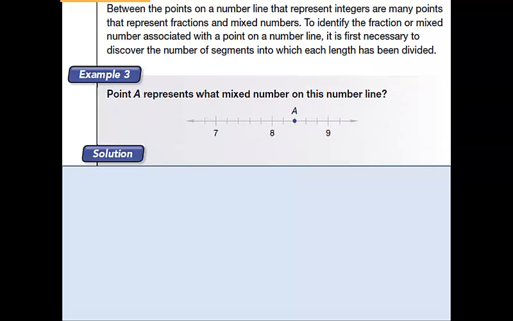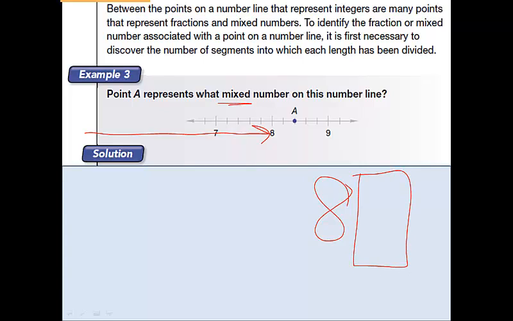Between the points on a number line that represent integers are many points. So if we look at this number line here below, it wants us to find out what the mixed number represented by point A is. Well, we already know that we have how many wholes? We have 8 wholes. But if it's a mixed number, that means we have a fraction. What do you think that fraction is going to be? See if you can do it on your own.